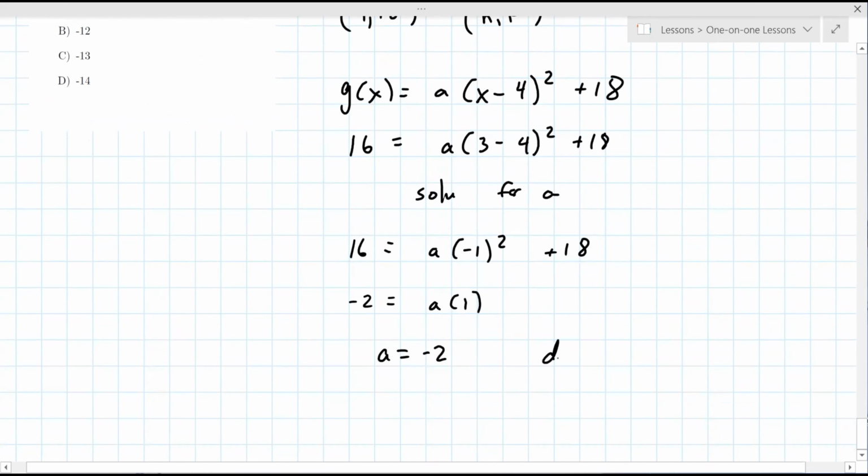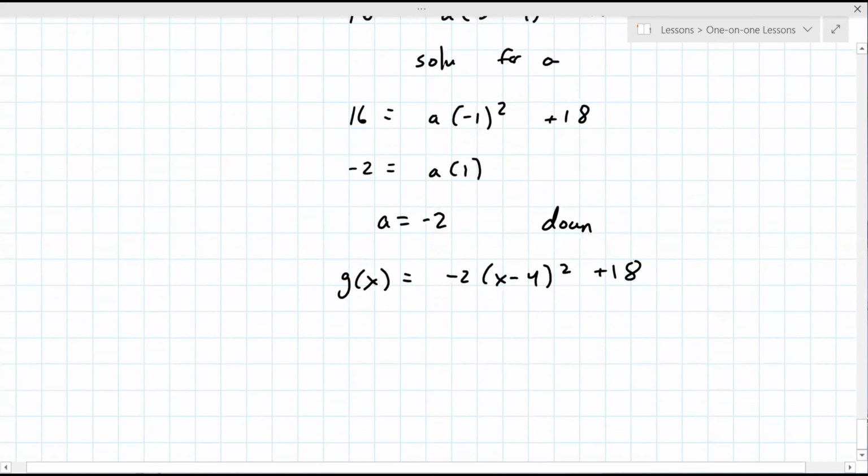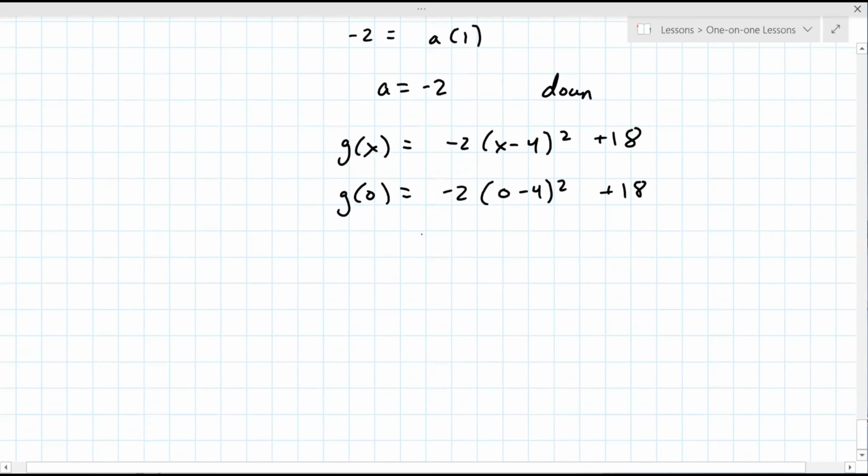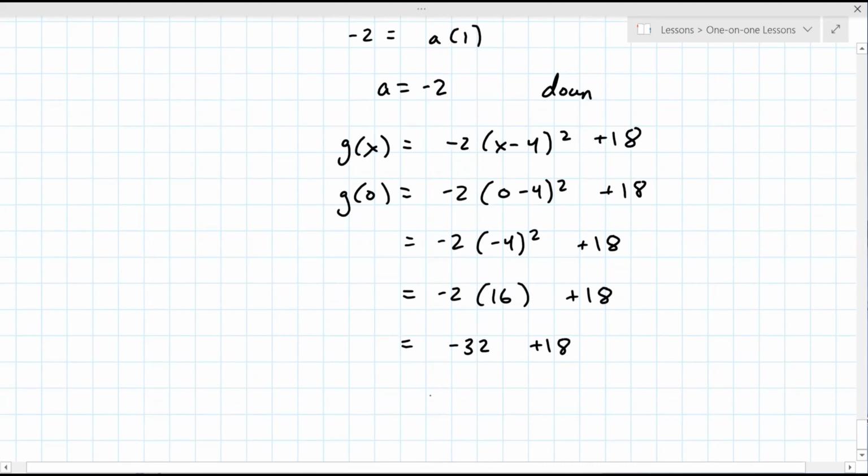We should not be surprised by that because the parabola opens down. So our function g of x equals -2 times x minus 4 squared plus 18. Okay. So now we want to know what happens at 0. That's what we're interested in. It's -2 times 0 minus 4 squared plus 18. -2 times -4 squared plus 18. -2 times 16 plus 18. -32 plus 18. The answer is -14.